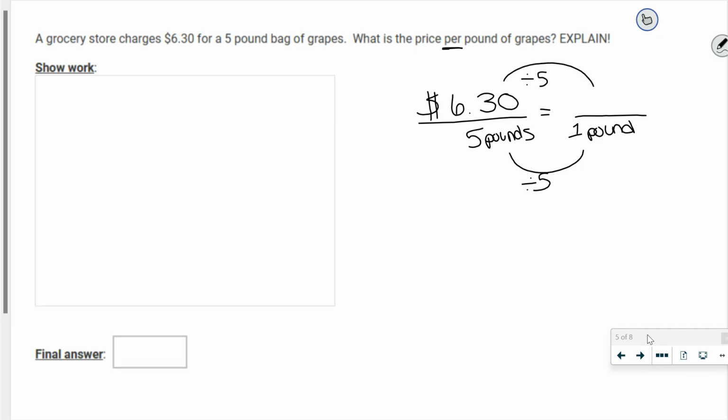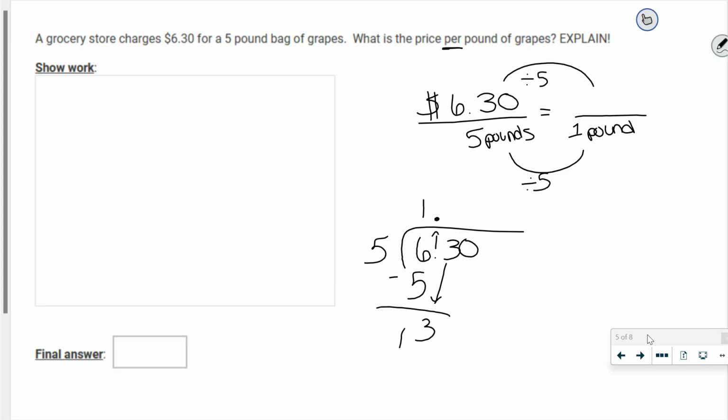$6.30 divided by 5. I can't do that right off the top of my head, so let's do out our division. $6.30 divided by 5. Okay, first off, I'm going to put my decimal up. 5 fits into 6 one time. 5 times 1 is 5. Subtract, you get 1. Bring down the 3. Now ask how many 5s fit into 13. That is right, 2. 5 times 2 is 10. Subtract, you get 3. Bring down a 0.